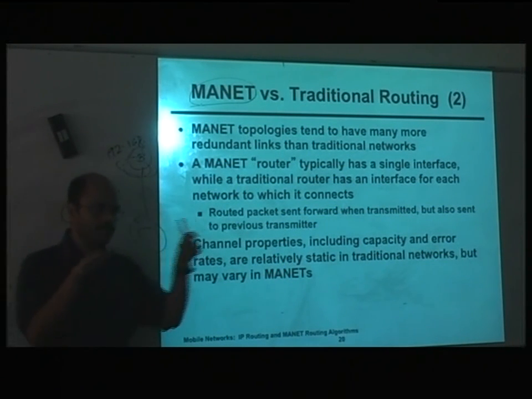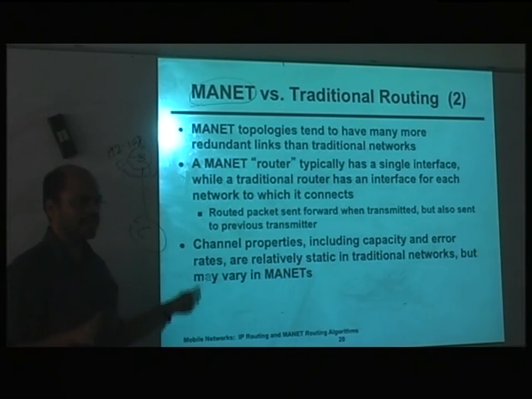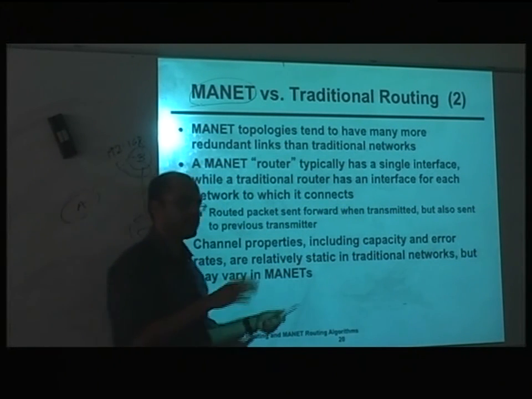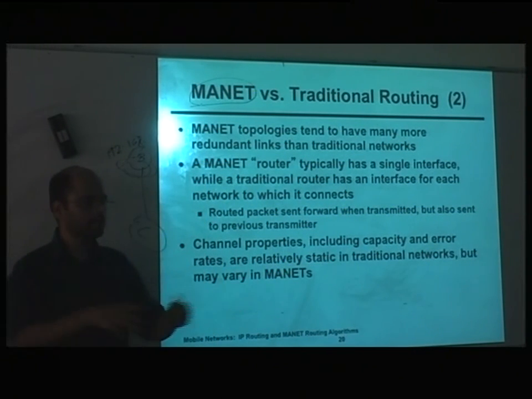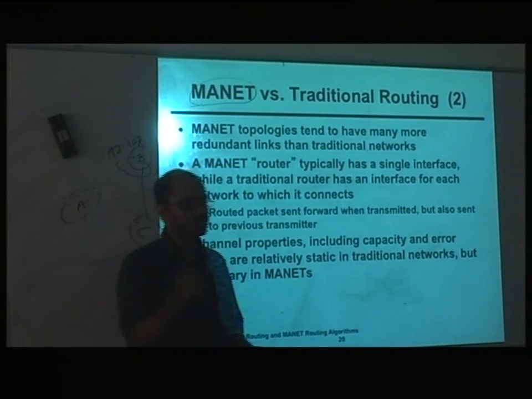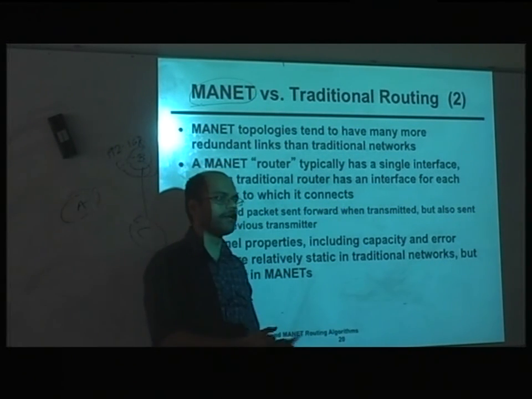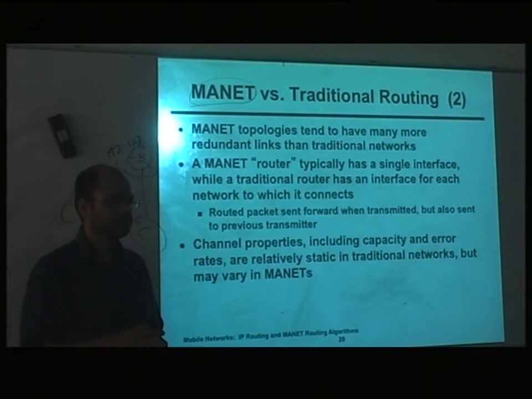In a router, you have multiple wired interface cards. And channel properties like capacity and error rates are static in a wired network, but in this case they vary a lot. For example, if there are too many people here, your wireless quality will decrease, not because there are too many laptops, but because the human body absorbs Wi-Fi signal a lot. Whenever there is water, it will absorb 2.4 gigahertz Wi-Fi, and because of that your signal quality will decrease. If there were only 100 laptops and no people, your signal quality would be better because they are not human. So it continuously changes.